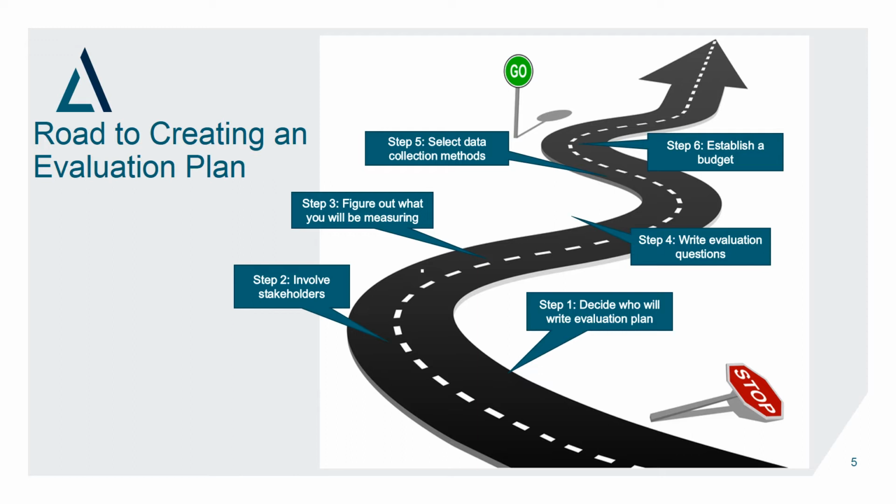The first step is to decide who's going to write your plan. The second is to involve key stakeholders in the planning. The third is to figure out what you'll be measuring in the evaluation. The fourth will be writing evaluation questions. The fifth step will be selecting data collection methods to answer those questions. And the sixth step will be establishing a budget for your evaluation plan.